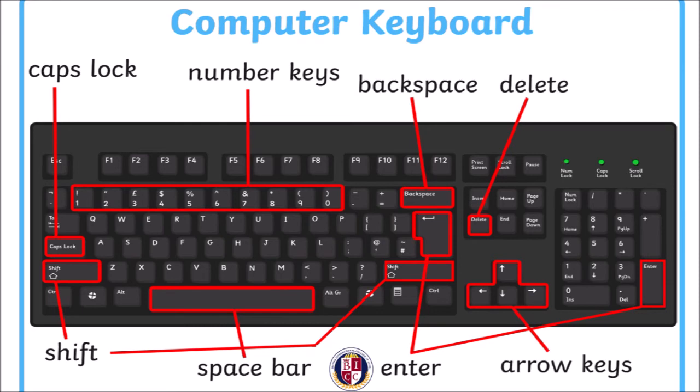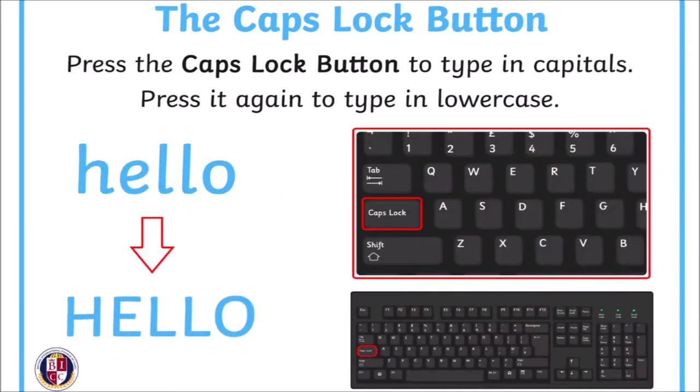Now let's start with caps lock button. We press the caps lock button to type in capitals. For example, if you want to type your first letter of your name, it should be capital. So we click on caps lock to make the first letter capital, and we press it again to type in the lower case to get it back to lower case. It's easy guys, as you see, hello change.